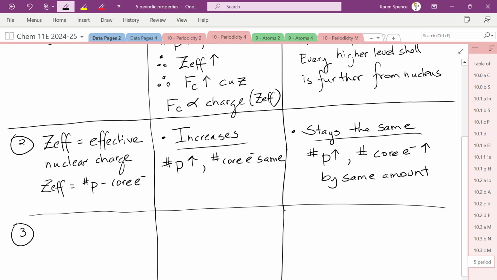What's another periodic property? Sorry? Electronegativity. Please define that for your partner. Define electronegativity.